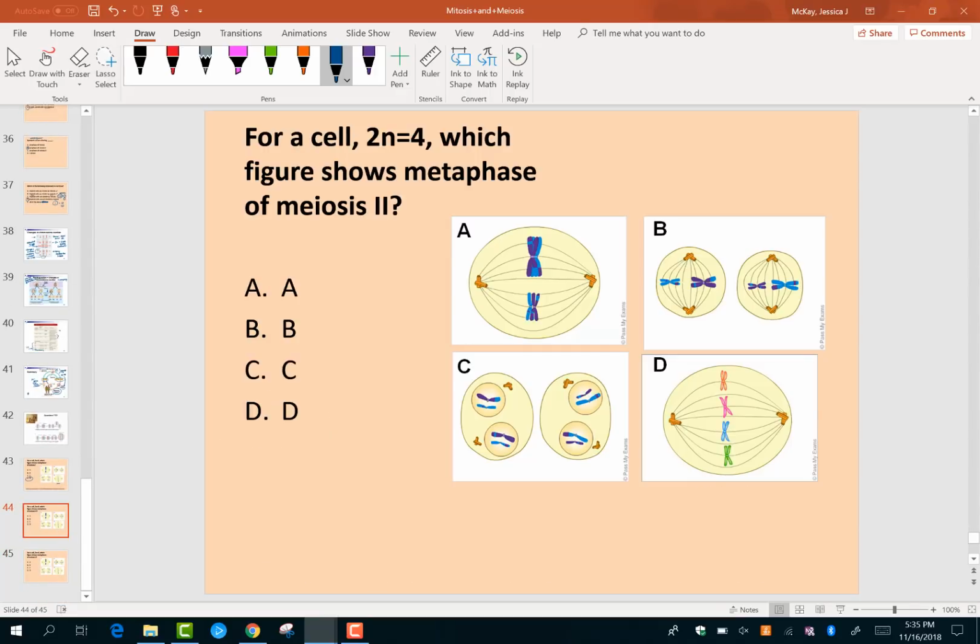Okay, so now this says for a cell with 2n equals 4, which shows meiosis 2.